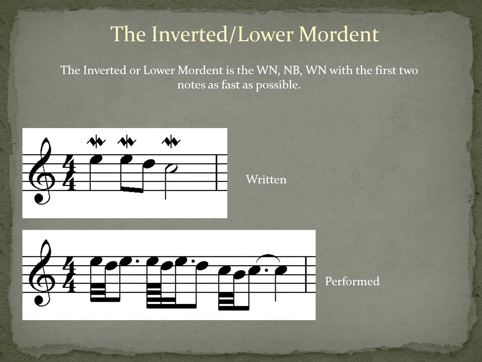Now, similar to the turn, when we had an upper turn and a lower turn, or the upper turn and the inverted turn, we also have an inverted or a lower mordent. And again, very similar to the turn, the only difference is, instead of it being the written note and the note above, it's the written note and the note below. And it's exactly the same theory with regards to the value of the rhythms that are used. The first two notes take about a quarter of the principal note between the two of them.